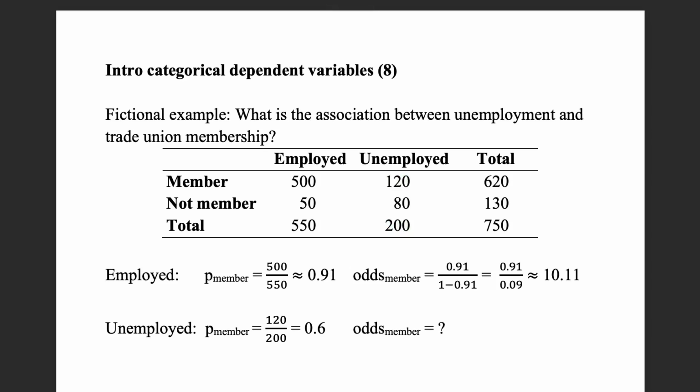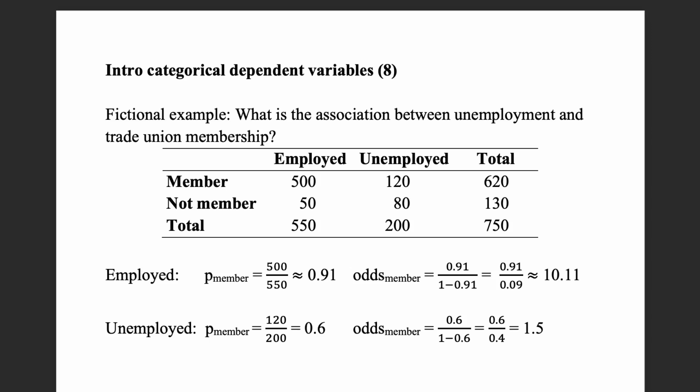Again, what does that then mean for the odds of membership? What are the odds of membership for the unemployed persons in our data set? Stop, pause, and think. If the probability of membership is 0.6, then the odds of membership are 0.6 divided by 1 minus 0.6, which works out to 0.6 divided by 0.4, which is exactly 1.5. So in other words, unemployed persons are 1.5 times as likely to be a trade union member than they are to not be a trade union member.